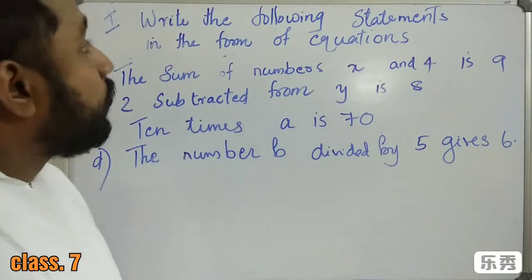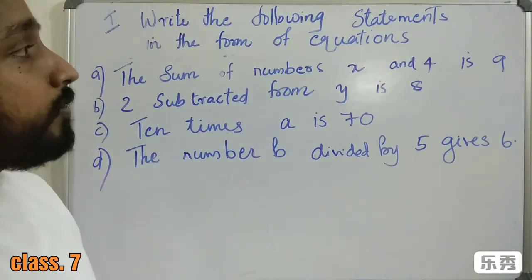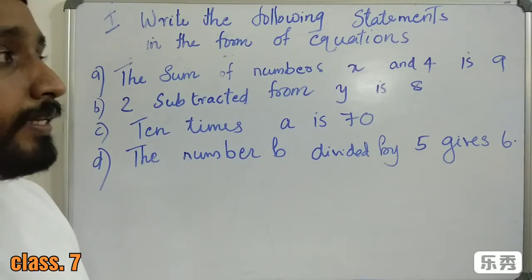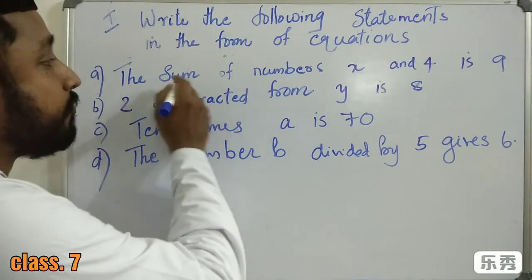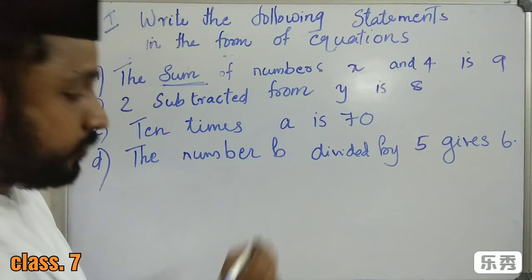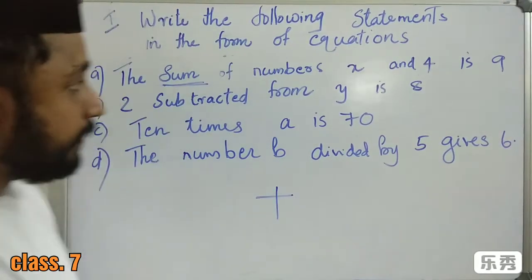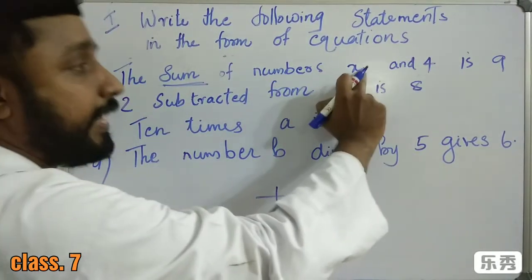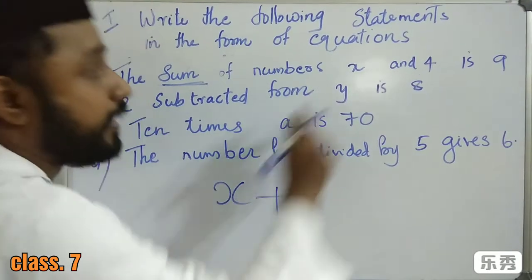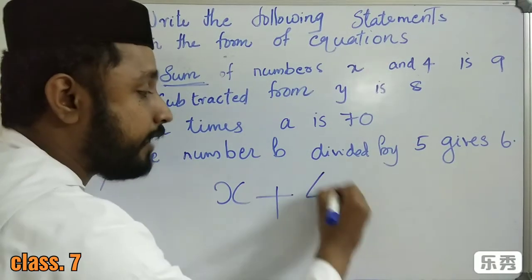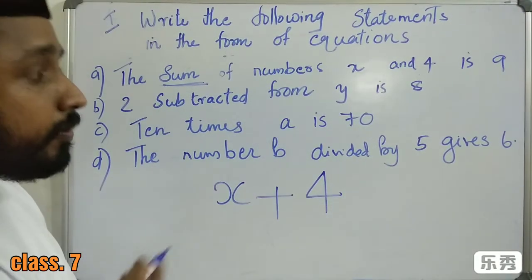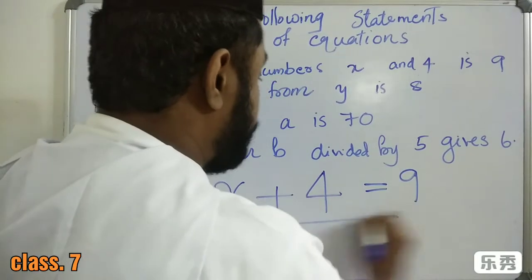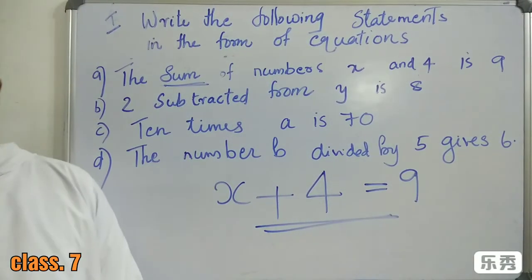Another question. Write the following statements in the form of equations. First one: the sum of numbers x and 4 is 9. Here, sum, so we have to use plus. One number is x and the other is 4. The sum of x and 4 means x plus 4, which is equal to 9.